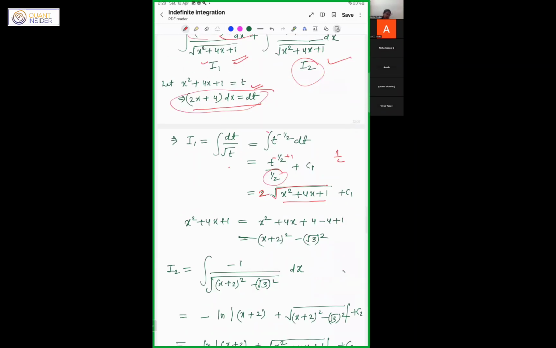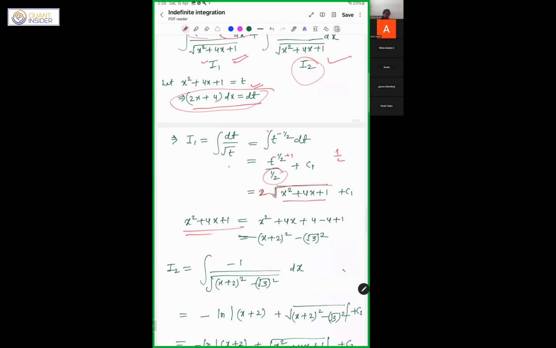So in case of I2, what do you have? x square plus 4x plus 1 is written as this. Why is 4 added and subtracted? Because 4 by 2 is 2. What is 4? The coefficient of x. So the coefficient of x is 4, and 4 by 2 is 2. So 2 square is added and subtracted. 2 square means 4, so 4 is added and subtracted.